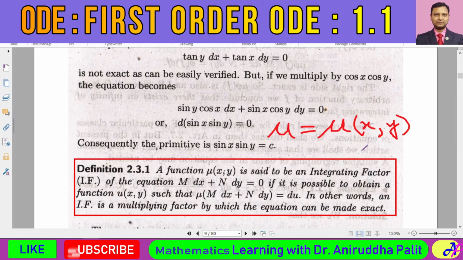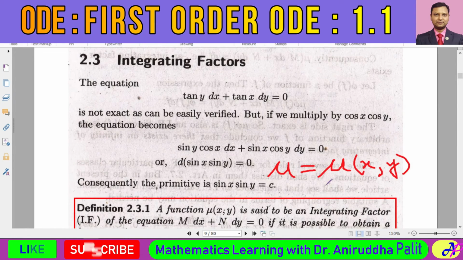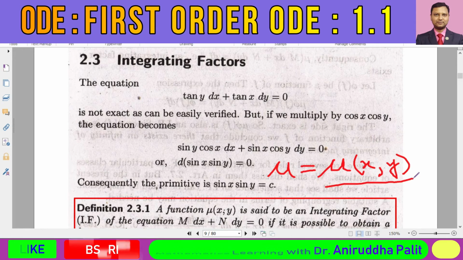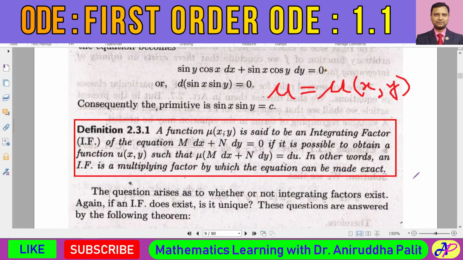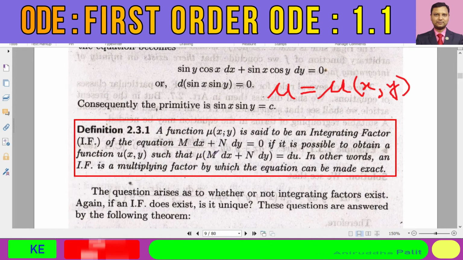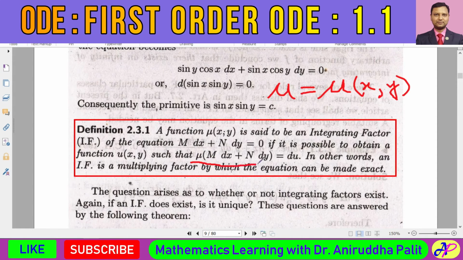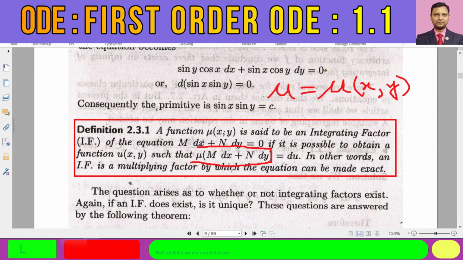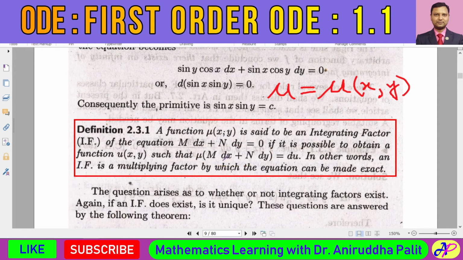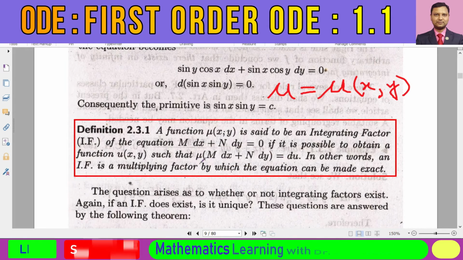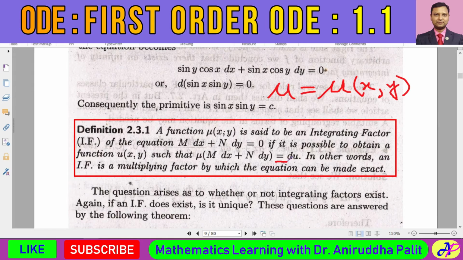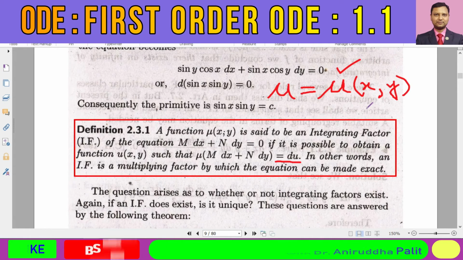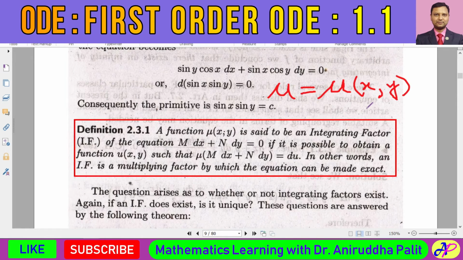So if we multiply a differential equation by a certain function of x and y, and if after multiplication the resultant expression, that would also be a differential equation like this, mu into M dx plus N dy, becomes exact, then such a function mu is called an integrating factor. This multiplication factor is called integrating factor.